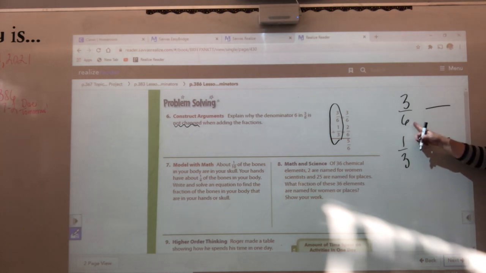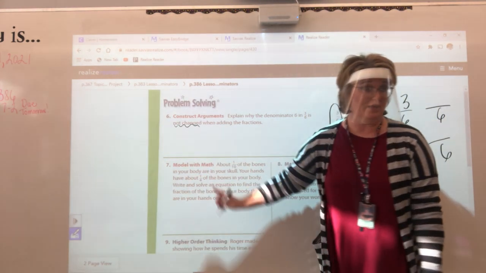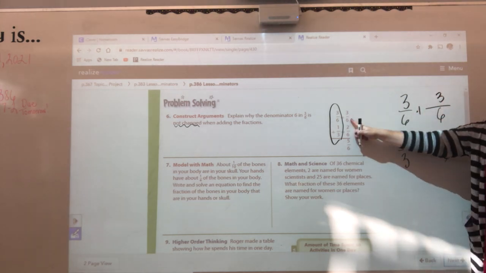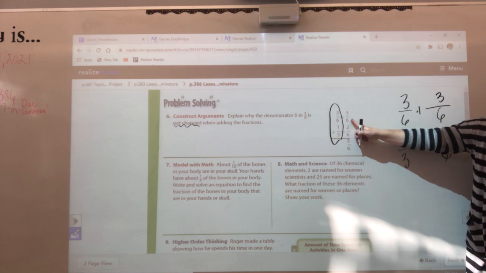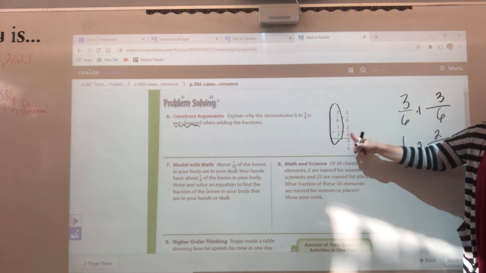Is 3 times anything going to get you 6? Yeah, you bet. That's why they say this word. No, they didn't change it. They left it at 6. And then how do you go from 6 to 6? They multiply times 1. 3 times 1 gets you 3. They didn't change it. Now we're on the bottom. How do you go from 3 to 6? Times 2. 1 times 2 is 2.